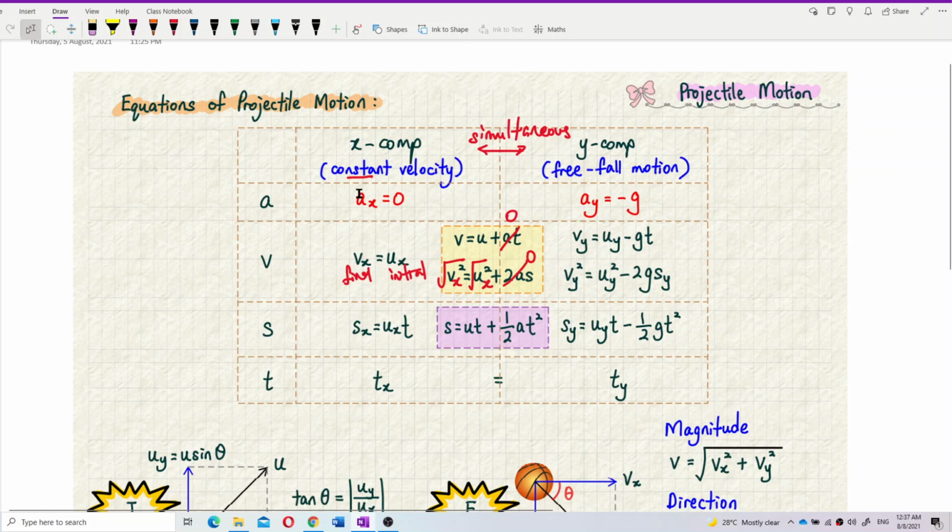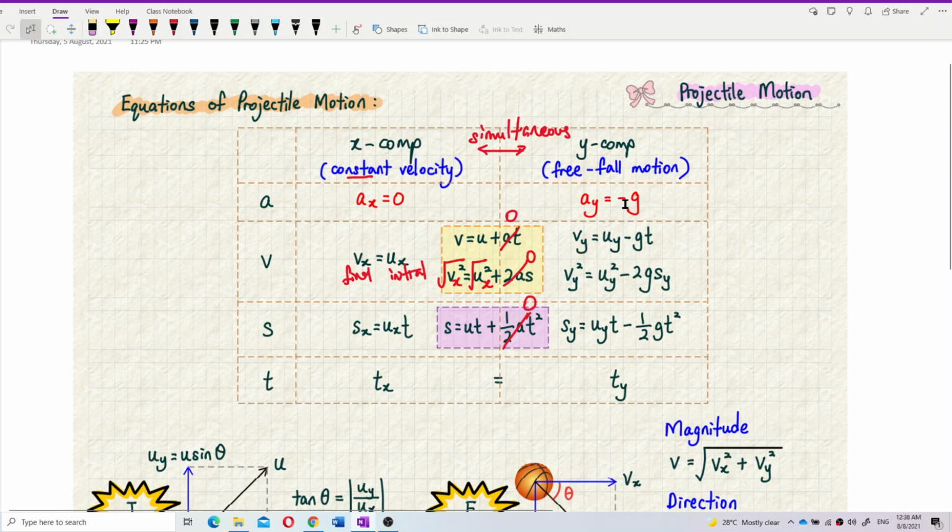If we also substitute a equal to 0 in half at squared, what will happen? Everything becomes 0. Half at squared becomes 0. So s equal to ut. That means s is the x component displacement, and u is the x component initial velocity. So we get sx equal to uxt for the x component. We use this formula to solve the parts for the x component.